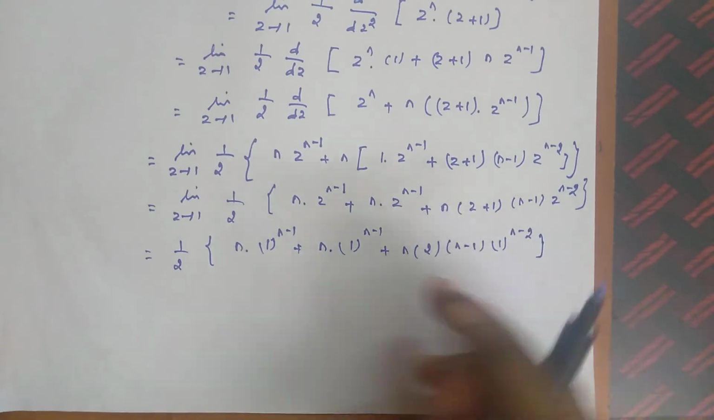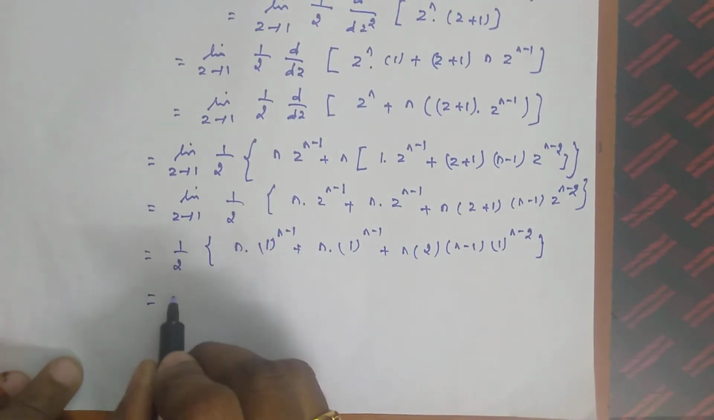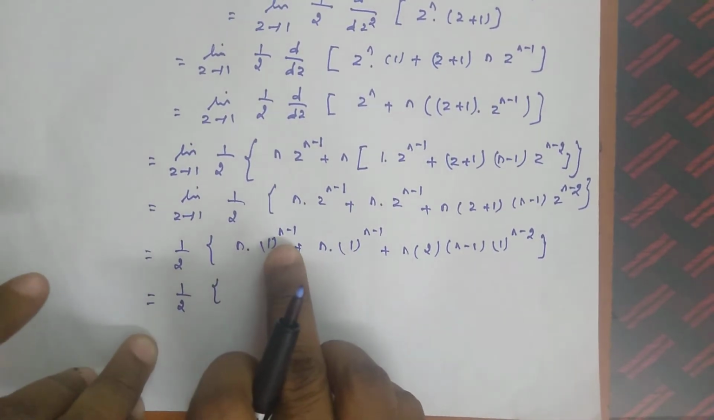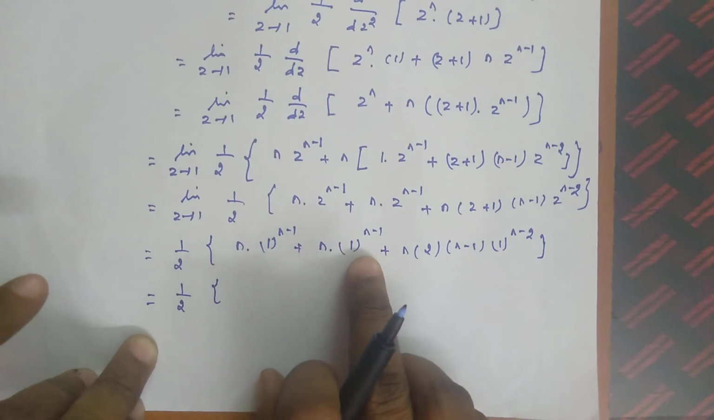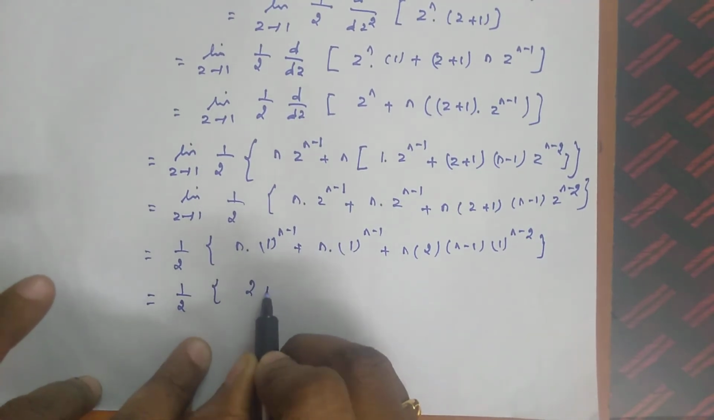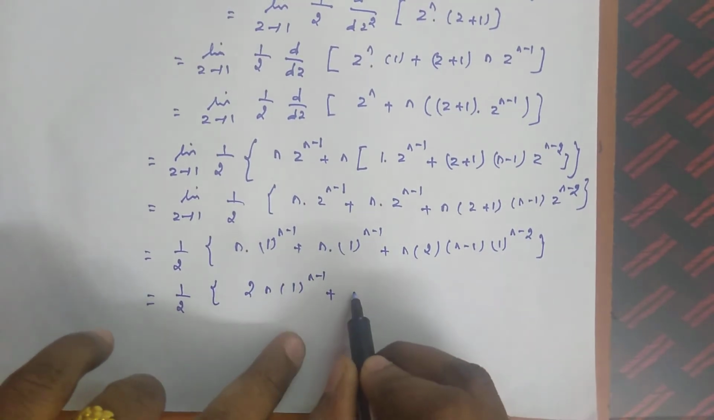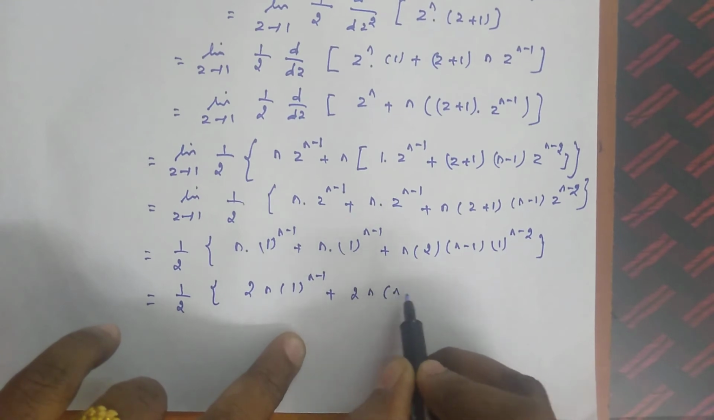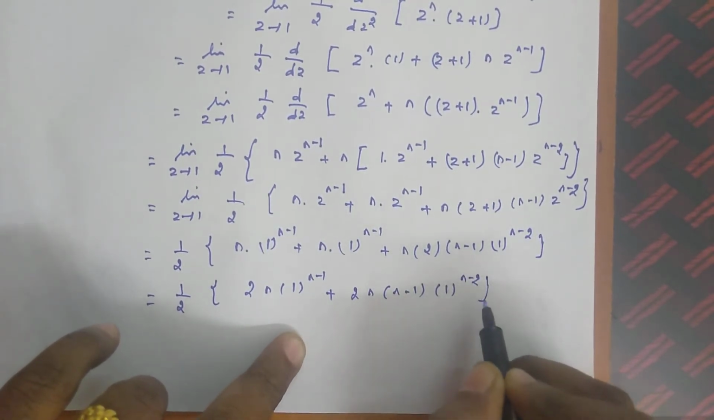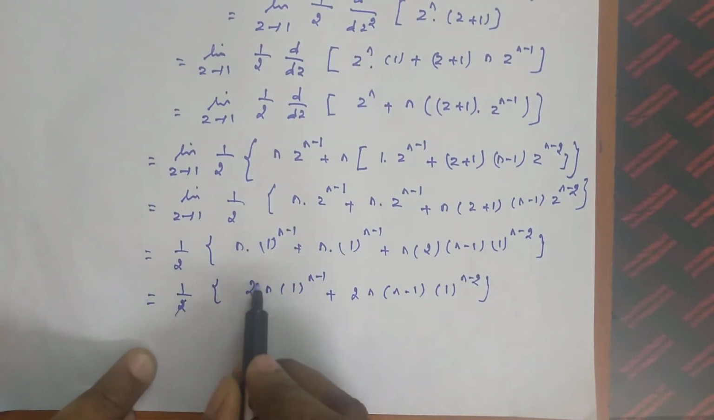Wherever z comes, we are allowing z tends to 1. So what will happen here? 1 by 2 into n into 1 power n minus 1, again n into 1 power n minus 1. So how many times? 2 times. So 2n into 1 power n minus 1 plus here also 2n into n minus 1 into 1 power n minus 2. Now in both the terms we can take 2n common outside. So we can cancel the 2 here.